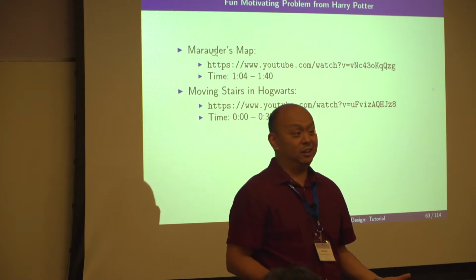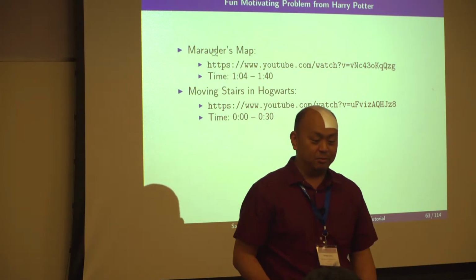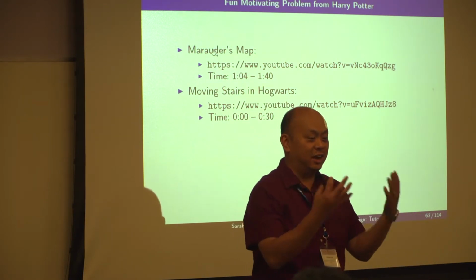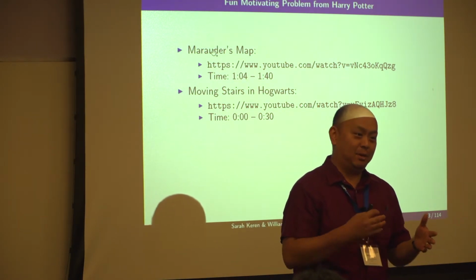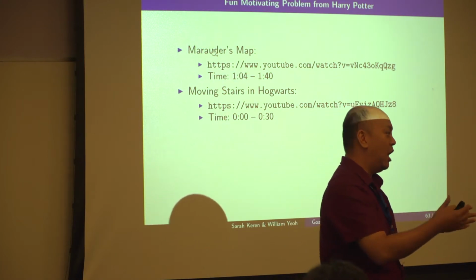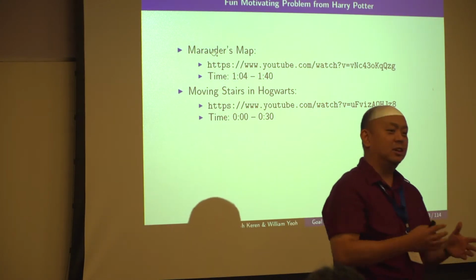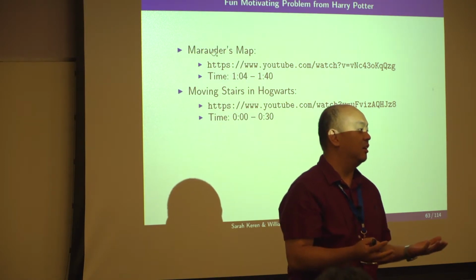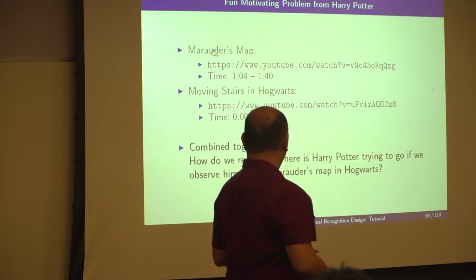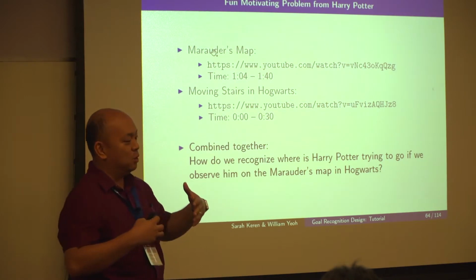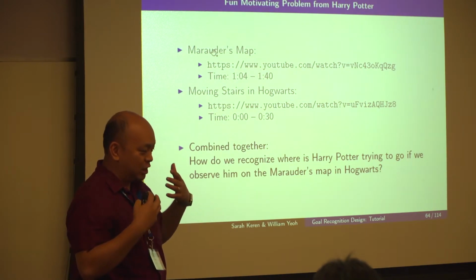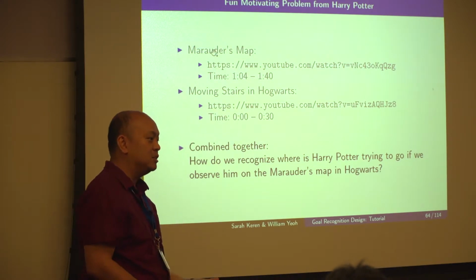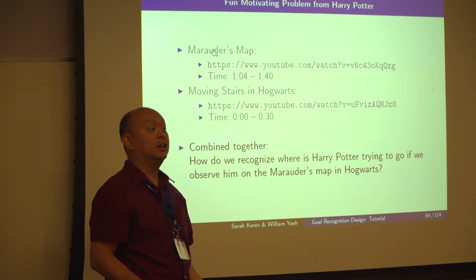And unfortunately, in Hogwarts, the staircases move. So just because Harry took this staircase, which at that time might be heading there, the staircase could move. Now Harry has to basically end up there. So the moving staircase then kind of models stochastic action outcomes, right? And you can combine them, and then you can see how it becomes a goal recognition problem of trying to recognize where Harry Potter is trying to go in an environment where the outcomes are stochastic, right?